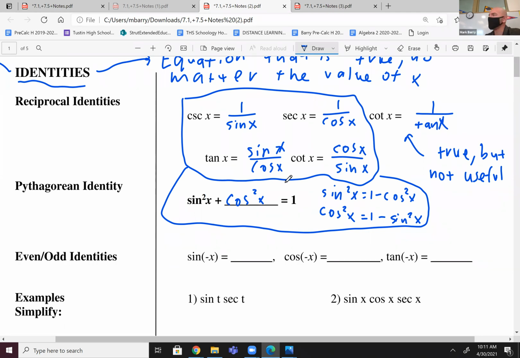Okay, next up, we have our even odd identities. I'll tell you that these ones are probably the ones we use the least. I think I found one question on WebAssign for this section that has these, but it's still a good thing to know. So these have to do with if you have a negative inside of your sine or cosine. So for a negative inside of a sine, you can actually move that negative out front and then turn it into a positive x on the inside.